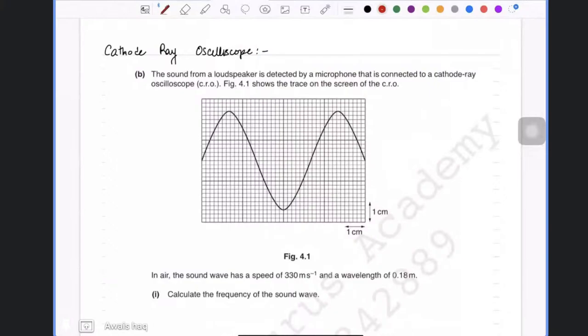We're going to do cathode ray oscilloscope. In cathode ray oscilloscope, I'd like to tell you two formulas before we start, okay?